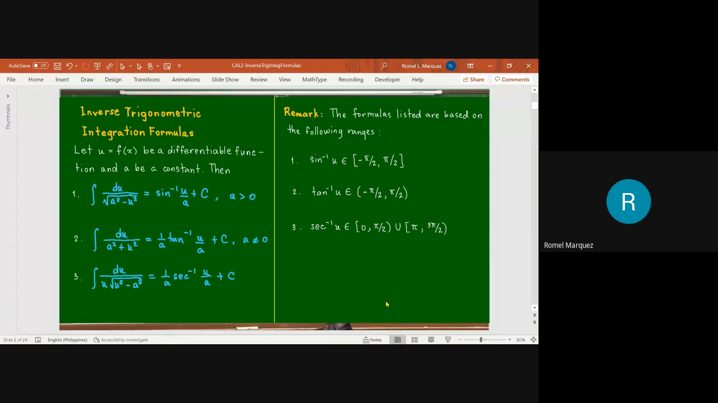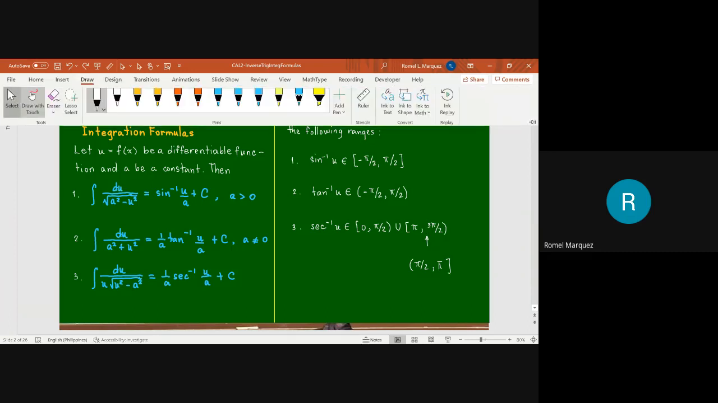Okay? There are other authors or books that use a different restriction for inverse secant of u. If that is the case, you need to put absolute value here. Let's say instead of pi to 3 pi over 2, I use, for instance, greater than pi over 2 to pi. So let's say this is the restriction that I use. I have to put absolute value here. Okay? So we don't have absolute value in the formula because what we are using is this range.